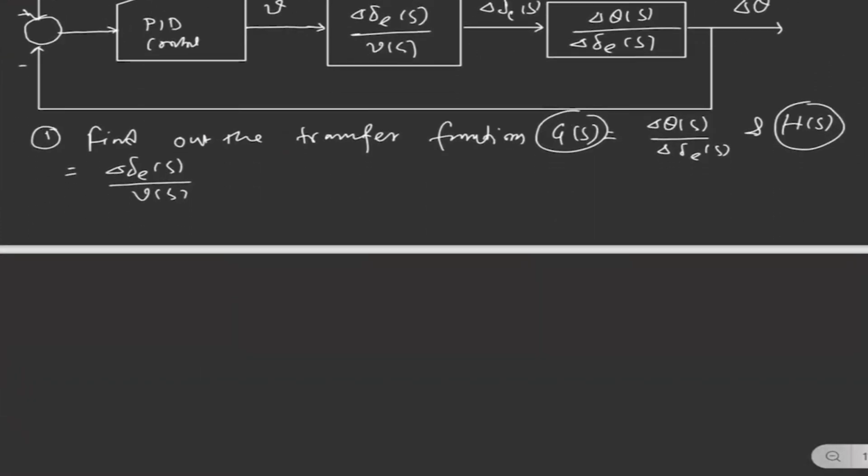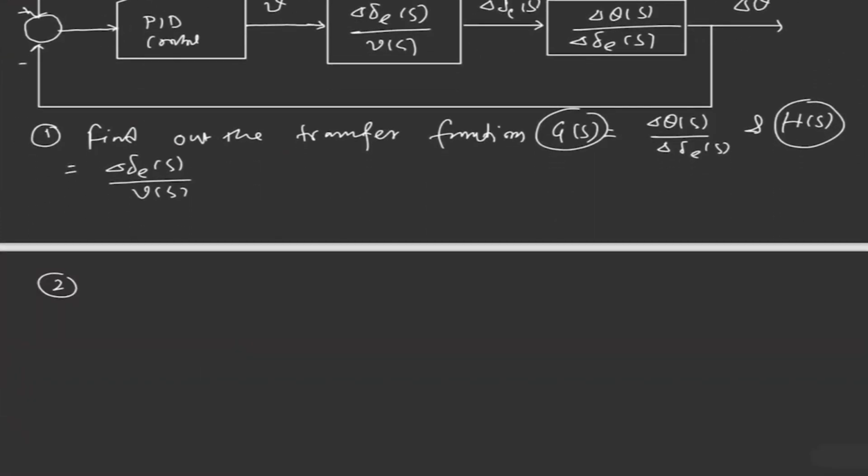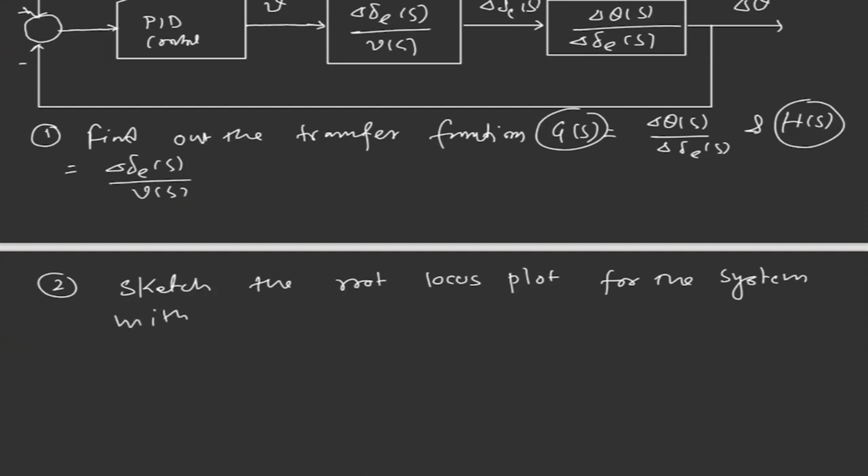And for the second question, we will design the PID control for this problem using the root locus and Ziegler-Nichols method. Sketch the root locus plot for the system with OLTF G of S, H of S.